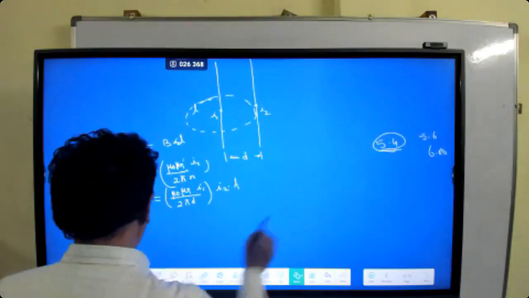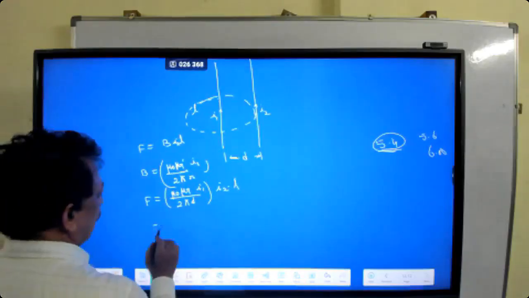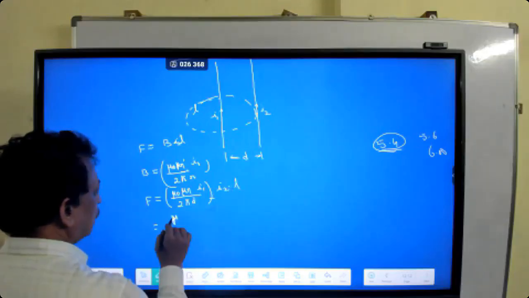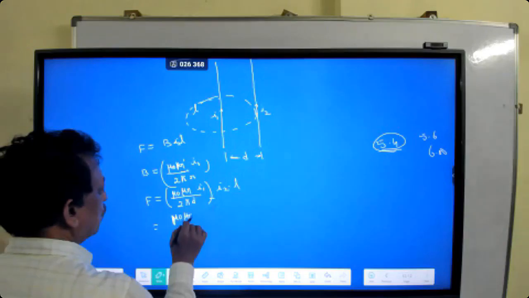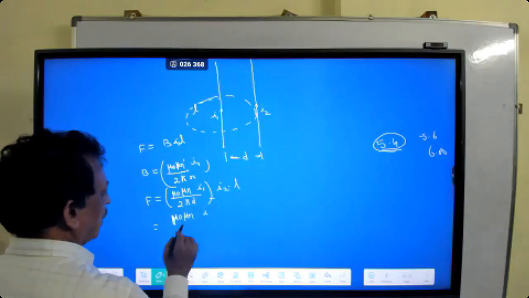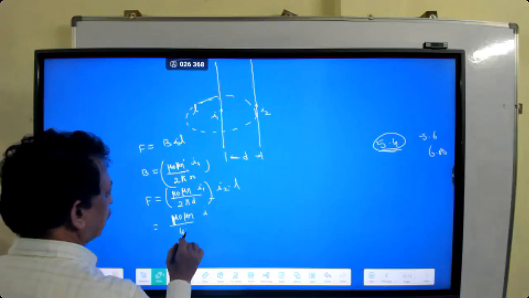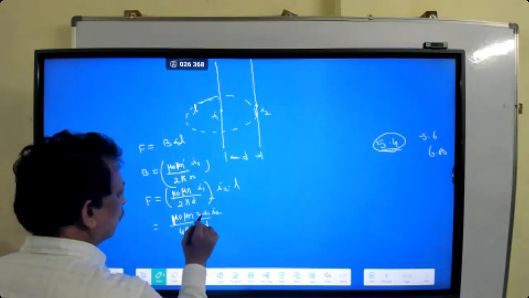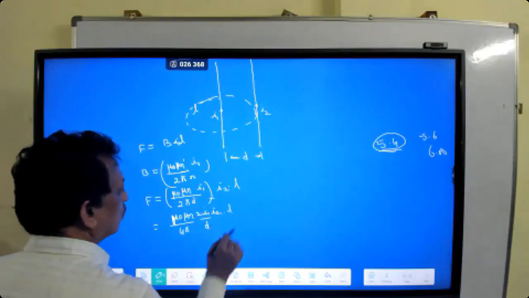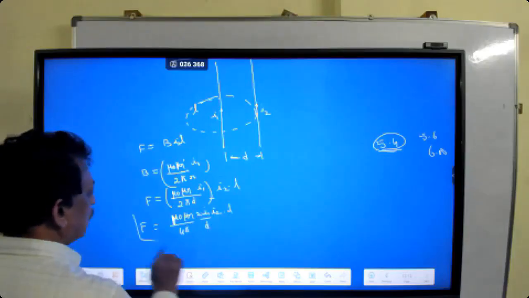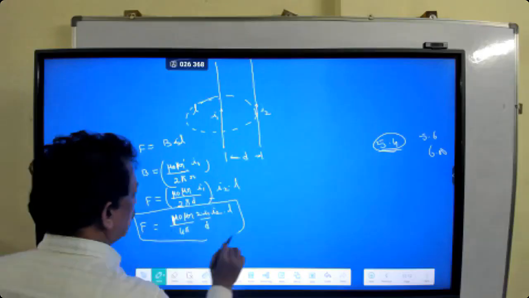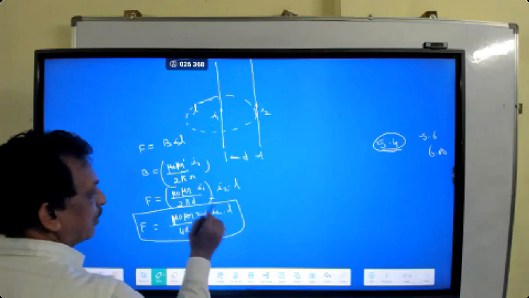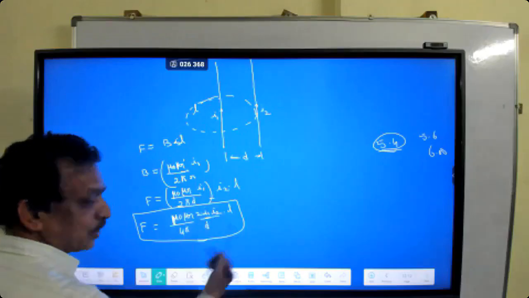Once you have an idea, then manipulate. I can multiply and divide by 2. Then it becomes mu naught mu r by 4 pi, the original formula. You can try different angles. By 4 pi, I1 I2 by d, put a 2 here, 2 into that is the L. This is the formula: F is equal to mu naught mu r by 4 pi into 2 into I1 I2 by d into L. L is the common length, and d is the distance between the conductors.